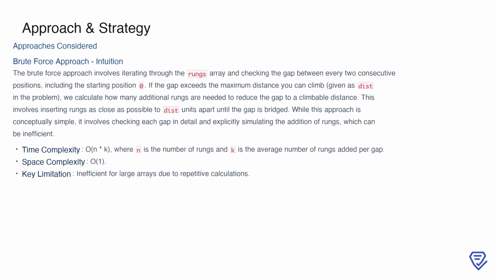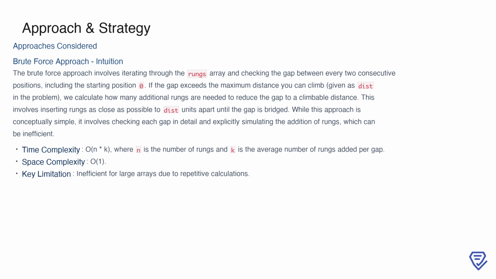To tackle the problem, we first consider a brute force approach. The idea here is simple: start from position 0 and check the gap between each consecutive rung in the array. If the gap between two positions is larger than the maximum distance you can climb, which is given as dist, we figure out how many extra rungs are needed to reduce that gap to a manageable size. These additional rungs are placed as close to dist units apart as possible to ensure the gap becomes climbable. While this method is intuitive and straightforward, it requires inspecting each gap in detail and simulating the addition of rungs, which can lead to inefficiencies.